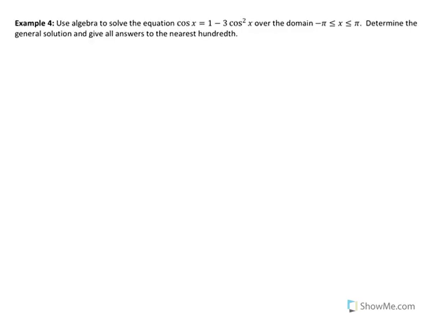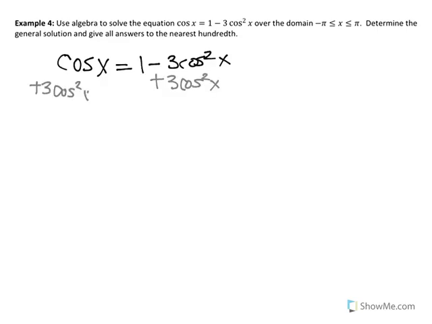Okay, last one. I swear. Use algebra to solve the equation cos x equals 1 minus 3 cos squared x. So because I have a cos squared and I have a cos, this is going to be a trinomial, and we're going to have to factor. So we're going to move everything to one side. And minus 1. So we have 3 cos squared x plus cos x, subtract 1 equals 0.